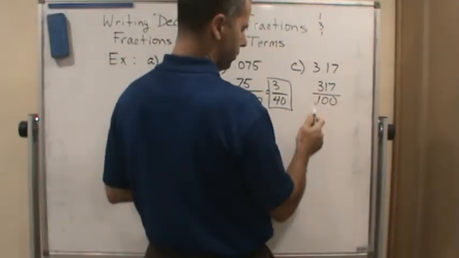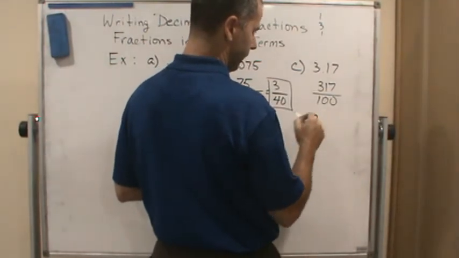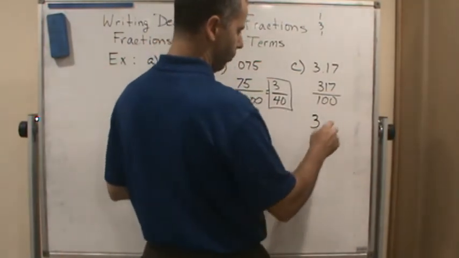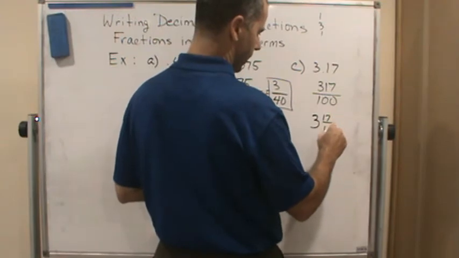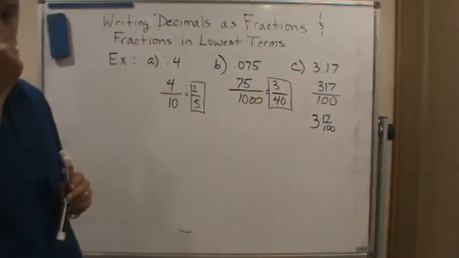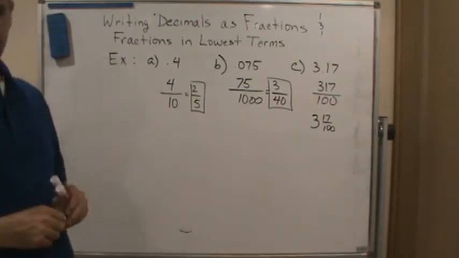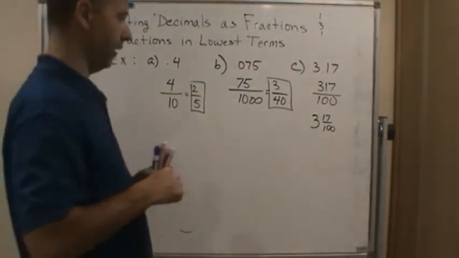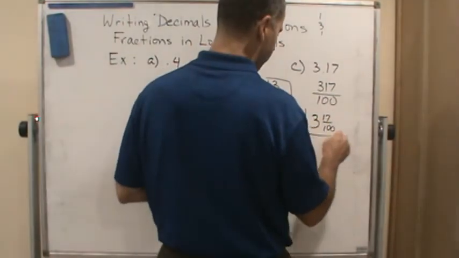So 100 goes into 300 3 times, so we get 3. And then we get what? We get 17 over 100. Now in this case here, 17 is a prime number. And 17 does not divide 100, so we're done. This is in lowest terms.